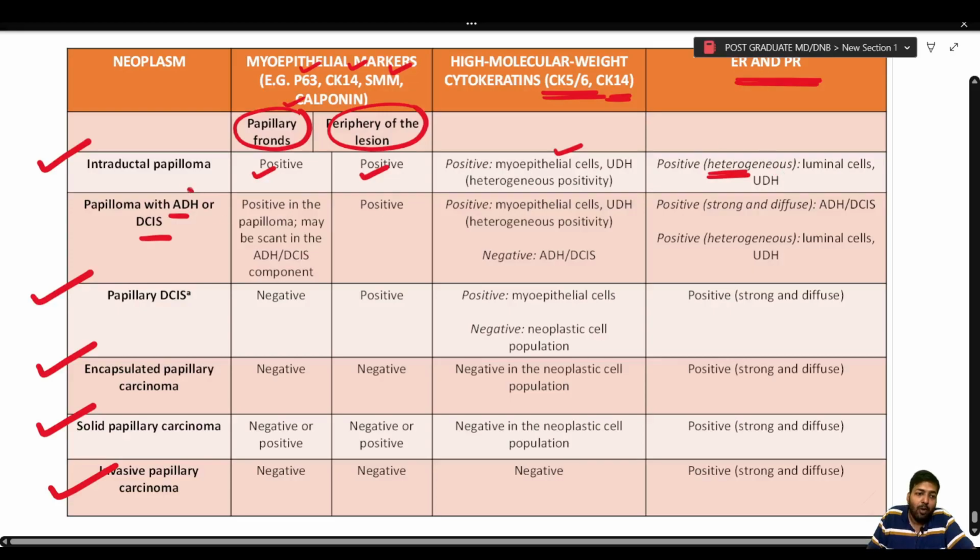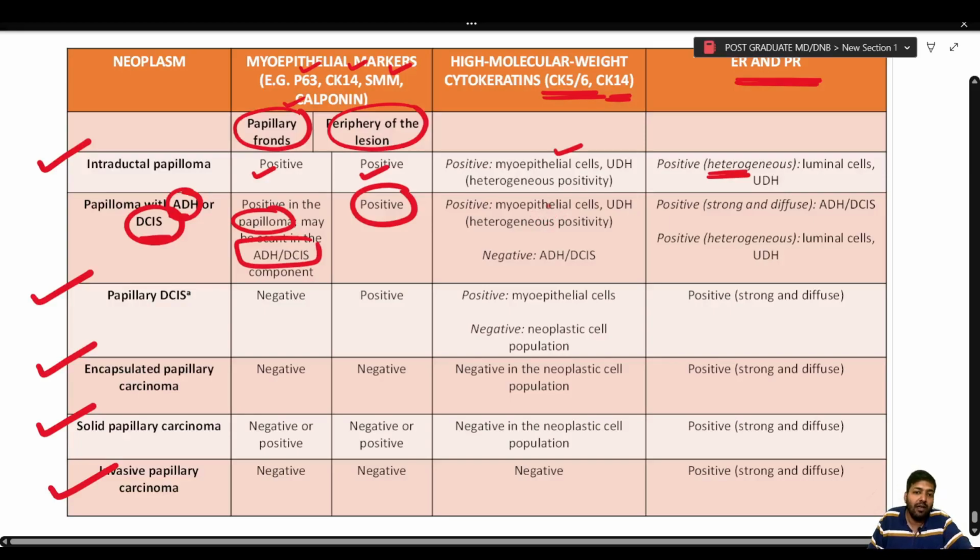Now, those papillomas which are involved by ADH and DCIS, now one very important thing is that the myoepithelial markers are positive completely in the papillomatous area, okay, as well as in the periphery they will be positive, but in the areas containing ADH and DCIS, they are scant or they are reduced, okay. So this is a very important point.